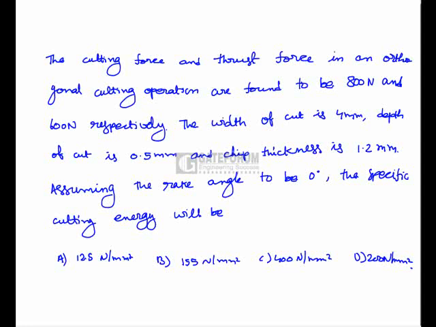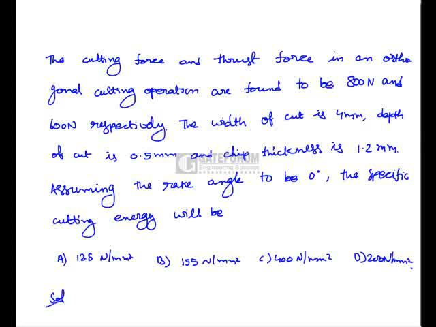The cutting force and thrust components in an orthogonal cutting operation are found to be 800 Newton and 600 Newton respectively. The width of cut is 4 mm, the depth of cut is 0.5 mm and chip thickness is 1.2 mm. Assuming the rake angle to be 0 degrees, the specific cutting energy will be. Here, the specific cutting energy is nothing but the cutting energy required per unit volume removal rate of the material.